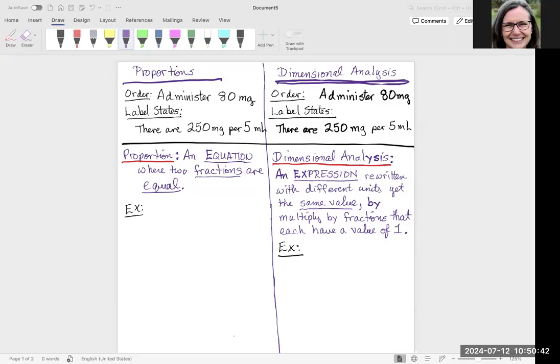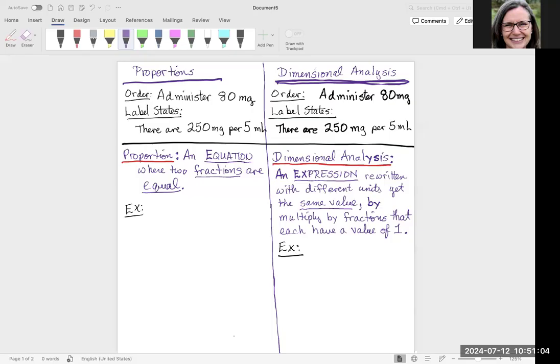Here you'll see the same problem. You are asked to administer 80 milligrams of a medication. Doesn't matter the medication. You read the label, you find the correct label for the correct medication, and you see that it states there are 250 milligrams of medication per every 5 milliliters of the liquid.